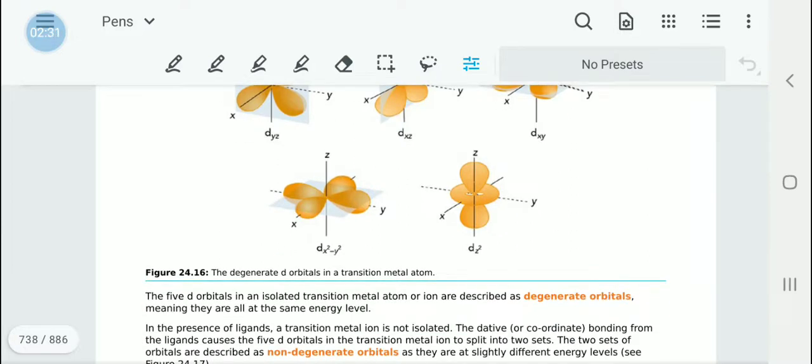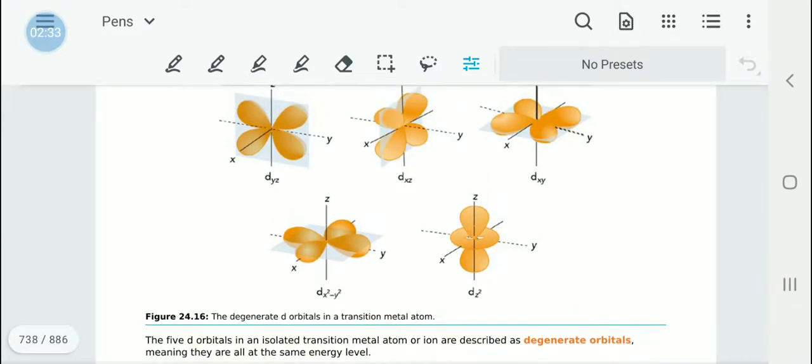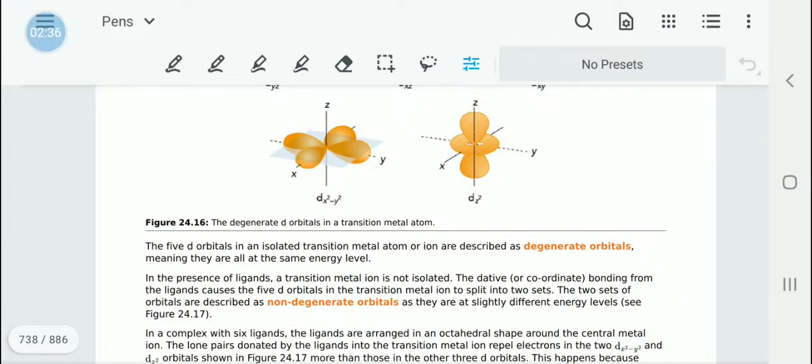So now the 5 d orbitals in an isolated transition metal atom or ion are called degenerate orbitals. That means they are at the same energy level. So that is something that you must keep in mind.